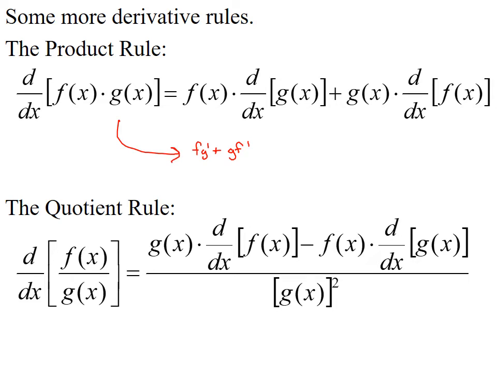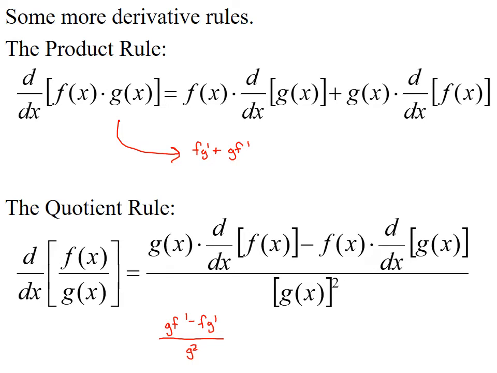I do the same thing when it comes to the quotient rule. So the quotient rule says if you're taking the derivative of two functions being divided, f of x over g of x, you would do g of x times the derivative of f of x minus f of x times the derivative of g of x all over g of x squared, or as I will probably shorthand it, gf prime minus fg prime over g squared.